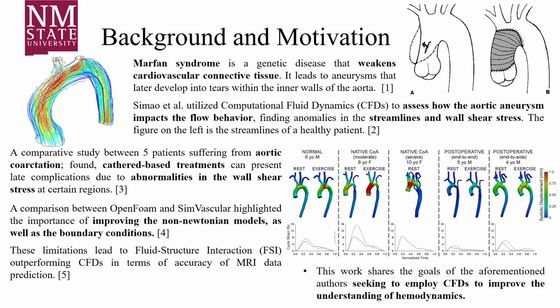We need to start by defining what Marfan syndrome is. This is a genetic disease that weakens the connective tissue in the cardiovascular system, leading to aneurysms that later develop into dissections or tears in the walls of the aorta, which are fatal in most cases. The figure on the right by Espinosa et al. showcases a dissection inside A and the tubular prosthesis that replaces the damaged tissue inside B.